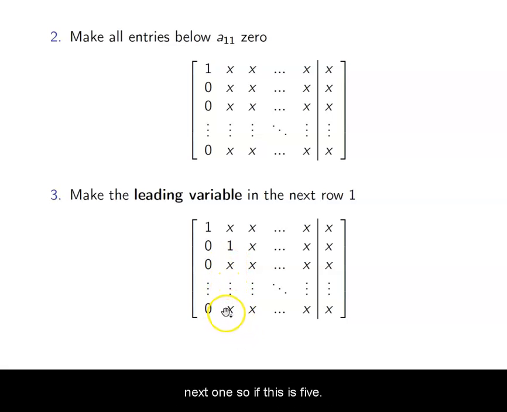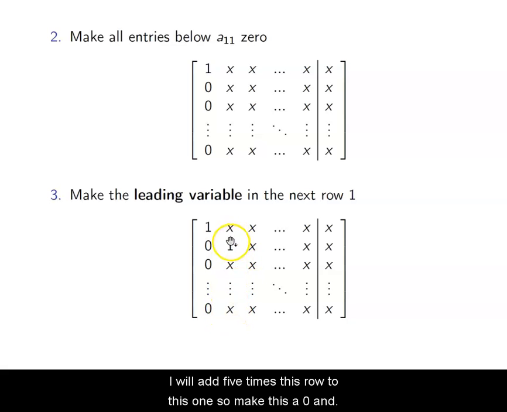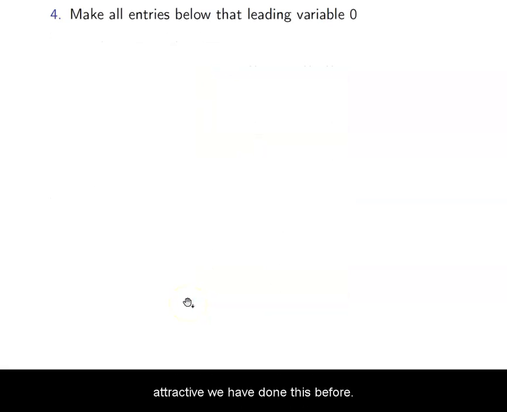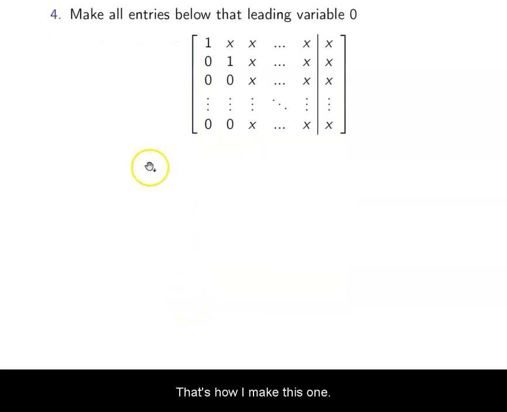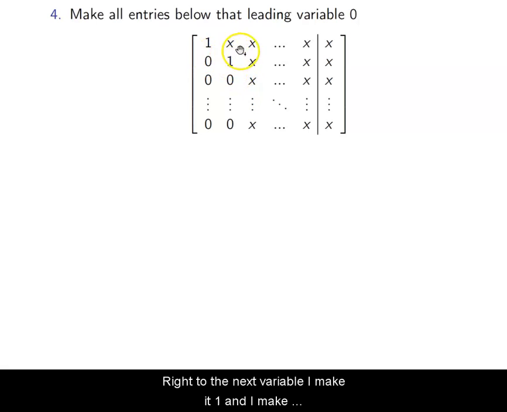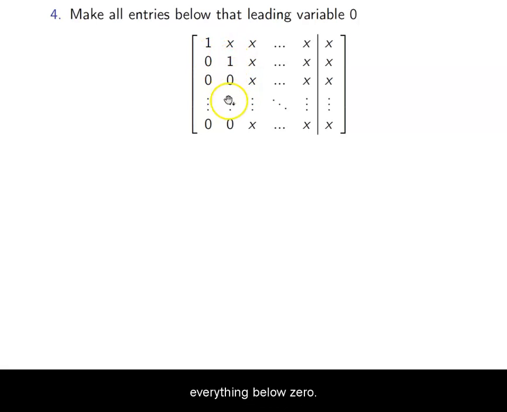So if this is -5, I will add 5 times this row to this one to make this a 0, and so forth. We'll do an example, so don't worry. I know it's kind of abstract. We have done this before, but that's how it goes. So I make this 1, make everything below it 0. Next equation, I go to the next variable, make it 1, and then make everything below it 0.